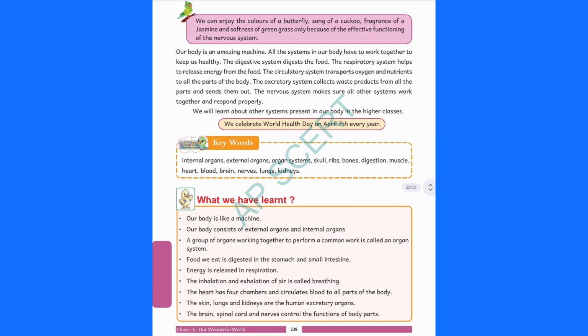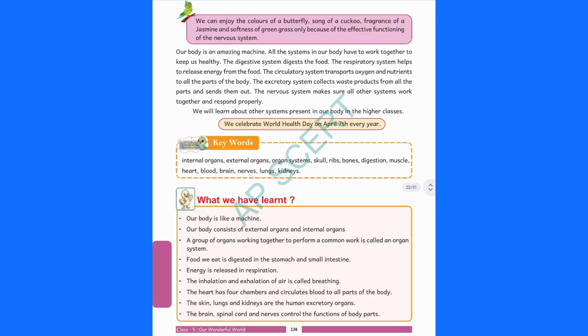Keywords: internal organs, external organs, organ systems, skull, ribs, bones, digestion, muscle, heart, blood, brain, nerves, lungs, kidneys. What we have learned: our body is like a machine. Our body consists of external organs and internal organs. A group of organs working together to perform a common work is called an organ system.